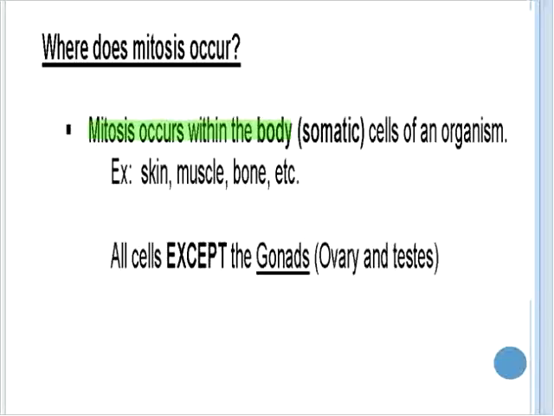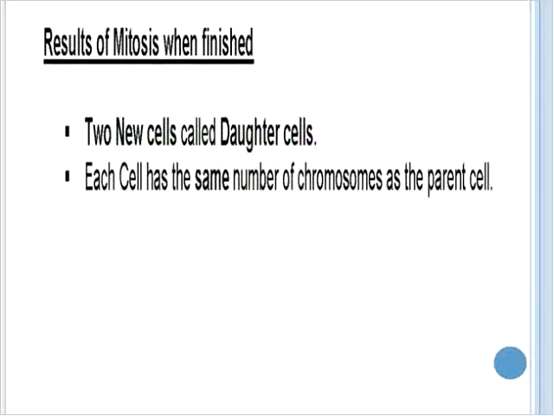Mitosis occurs within the body, or somatic cells, of an organism: the skin, muscle, bone, etc. In fact, mitosis occurs in all cells except the gonads. The gonads, of course, being the ovaries and testes. When mitosis is finished, the end result is that we will have two new cells that are called daughter cells. And each of these cells will have the same number of chromosomes as the parent cell. Genetic continuity will be maintained.